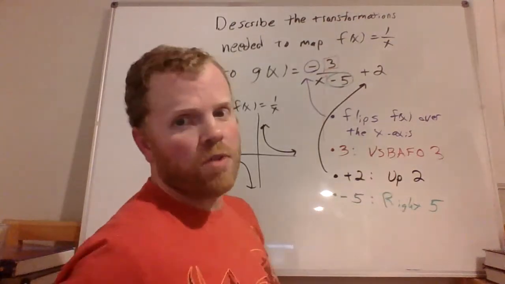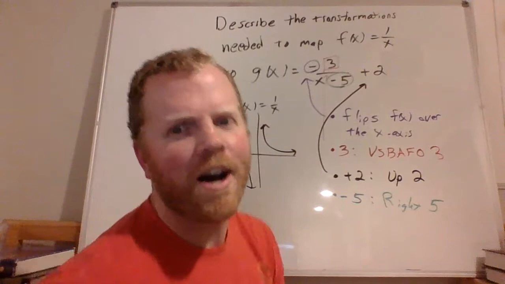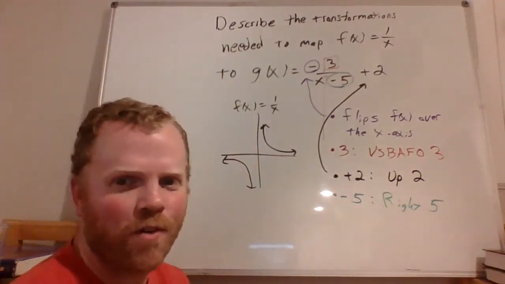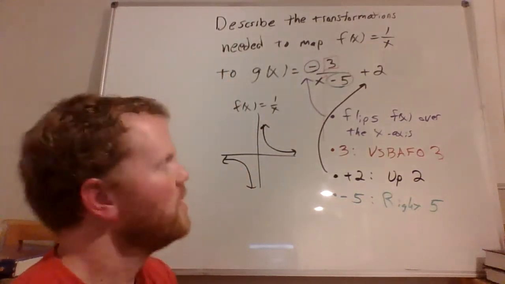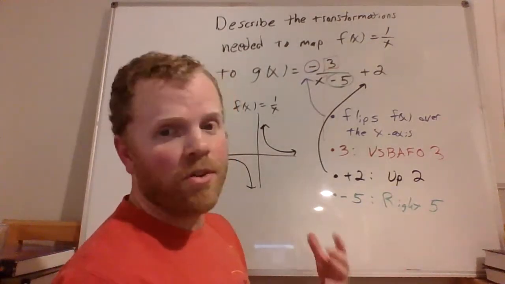This is a vertical stretch by a factor of 3. Please feel free to write VS BAFO if you want. That's fine. But the real words are vertical stretch by a factor of. Plus 2 moves us up 2. That's normal. That's on the outside.